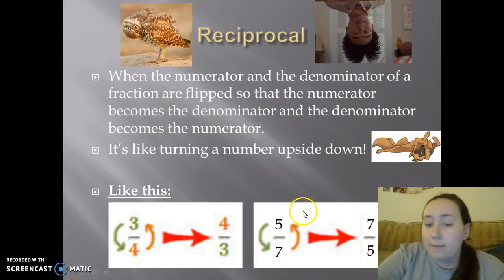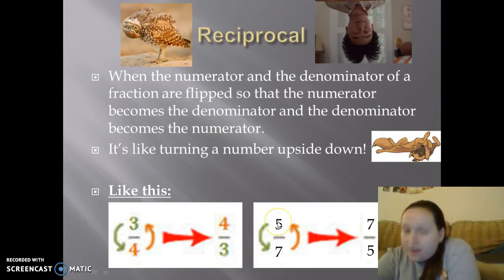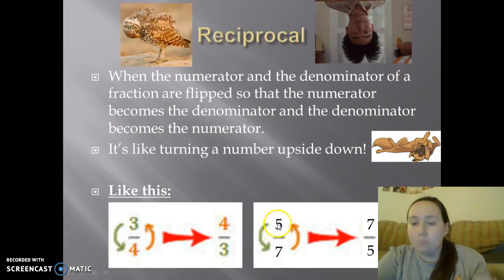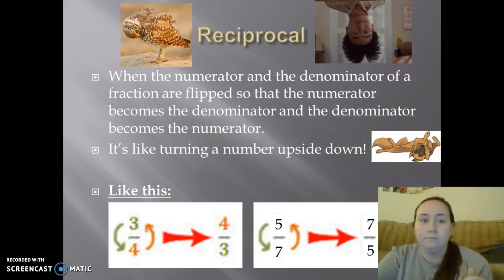Okay, how about this one? So this one right here, the 5 is on the top, and the 7 is on the bottom. So once again, the numerator becomes the denominator, and the denominator over here becomes the numerator. Basically, take your number or your fraction and flip it upside down. That's all you gotta do. It's just that simple. Okay?